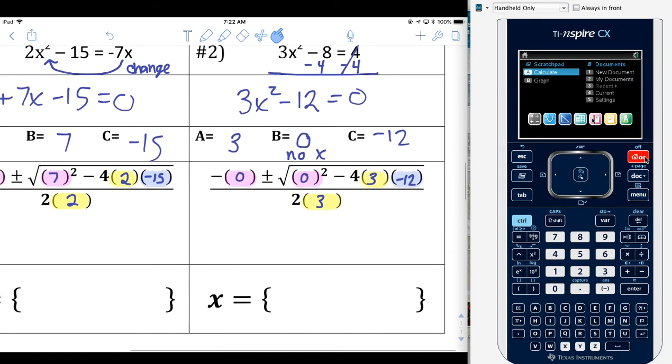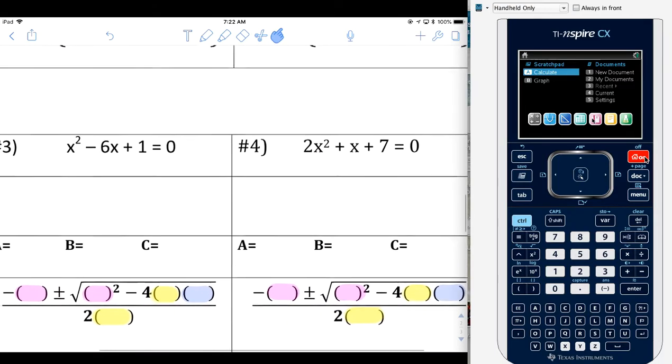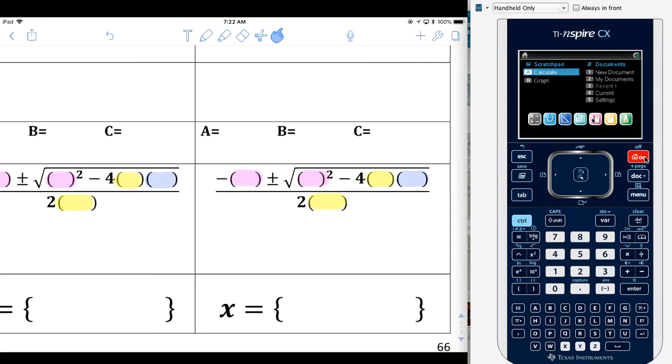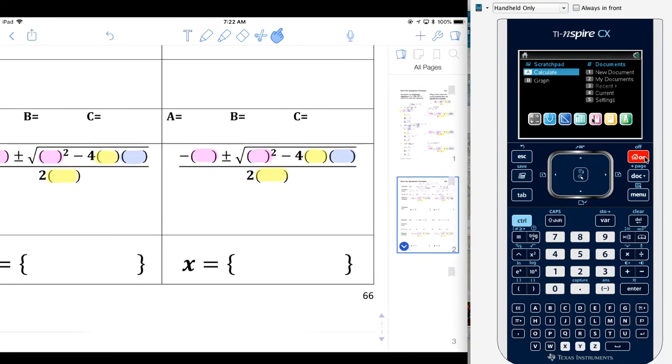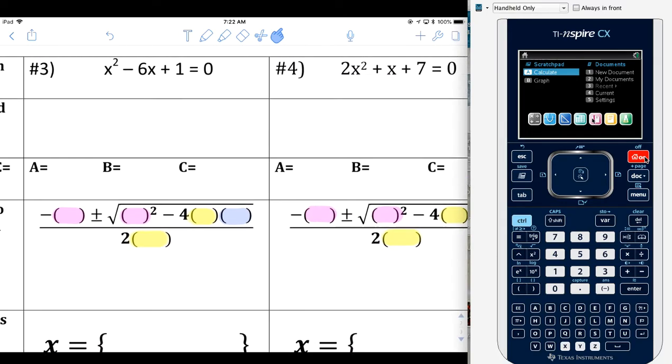Maybe my screen's frozen. There we go. Give me just a second. It doesn't like it very much right now. All right, there we go.